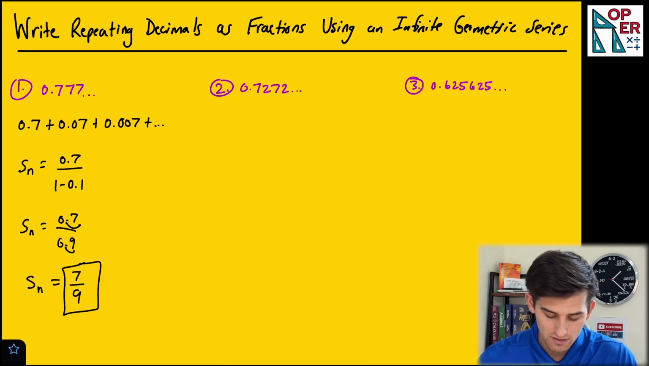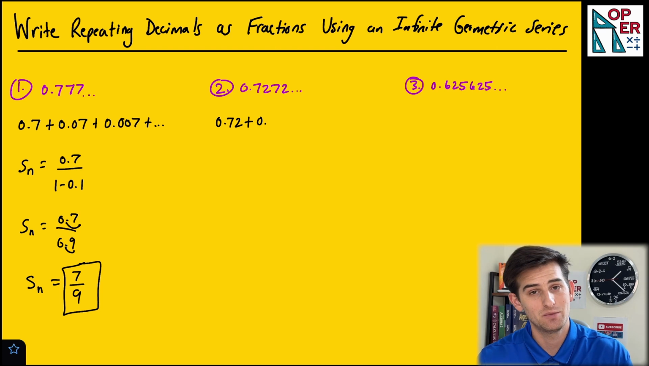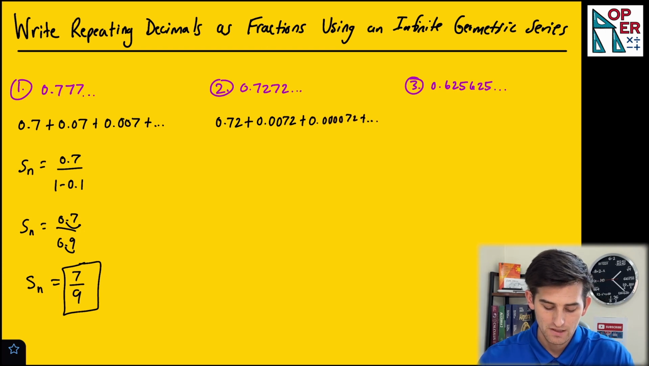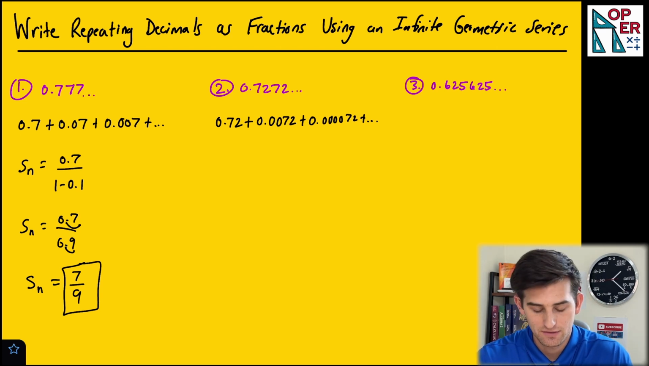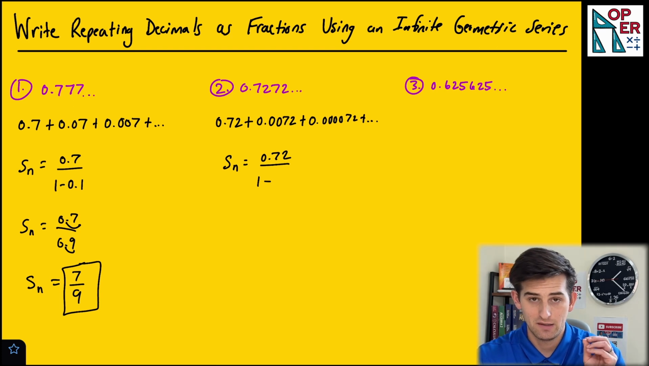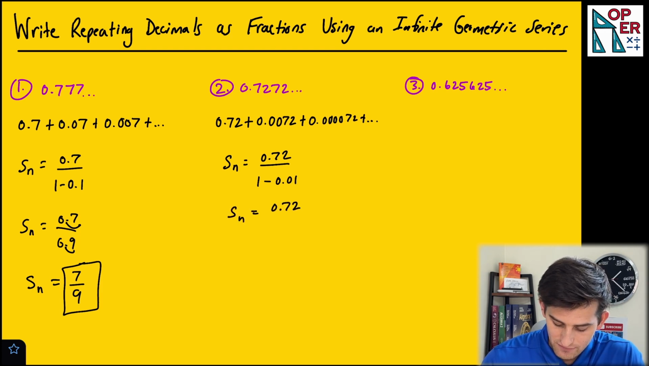Virtually going to do it the same way. So we're going to go ahead and write 0.72 plus 0. But now this time we need to leave two decimal places, right? So 0.0072 and then 0.00072. Okay? So now once again, our first value or our first term of the sequence is 0.72. So now we could say 0.72 divided by 1 minus. And now this time we are multiplying by 0.01. So 0.01.